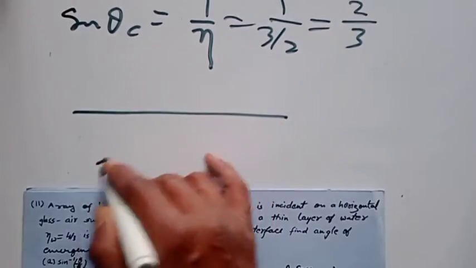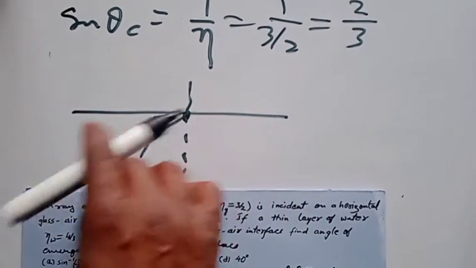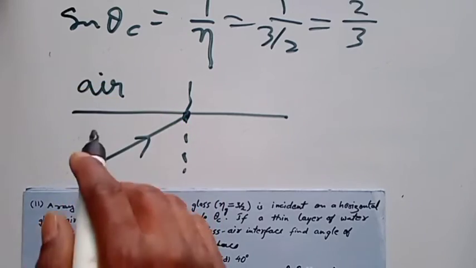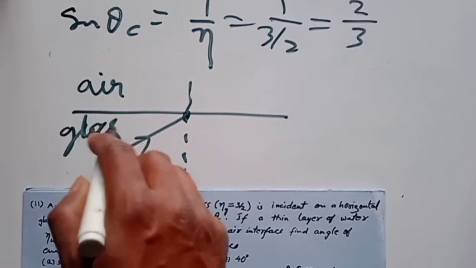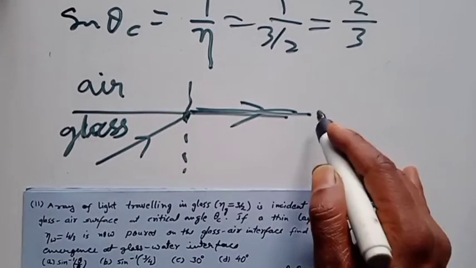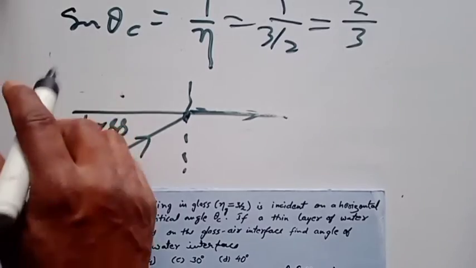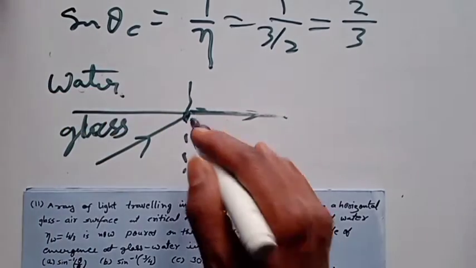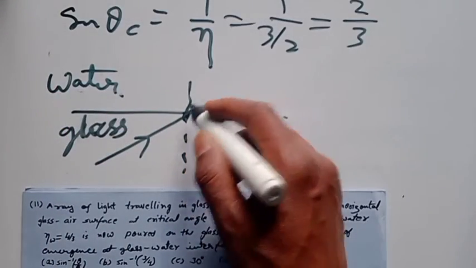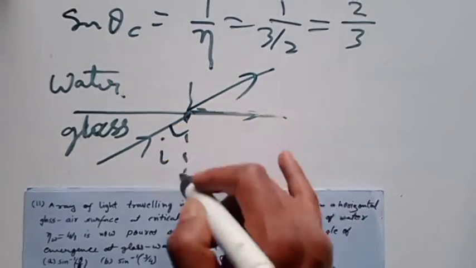Now what is happening? It is incident at that angle, and if an air medium were there, then the ray would travel this way, grazing along the interface. But this time there is a denser medium other than air. There is water, and we have been given the refractive index of that also. So I'm just simply drawing it in this way, and this is the angle of incidence.